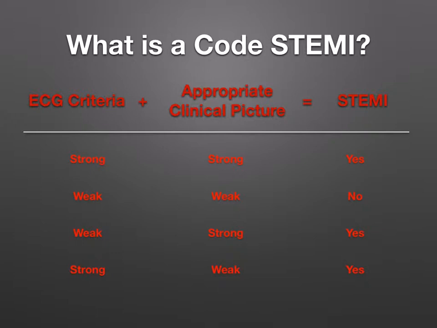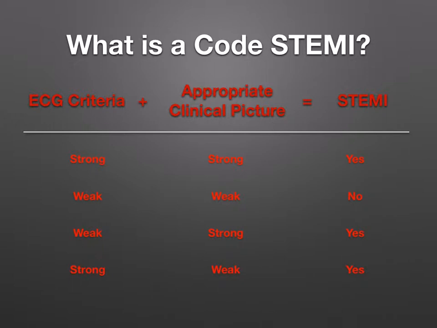So let's start with the notion that a STEMI is the sum of these two parts, ECG criteria plus the appropriate clinical picture. That equals a STEMI. In order to call a STEMI, you have to have both. So let's take this first concept, the first possibility. You have strong ECG criteria, strong appropriate clinical picture. That is clearly a STEMI.